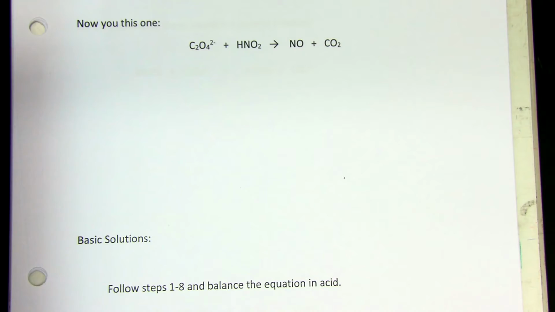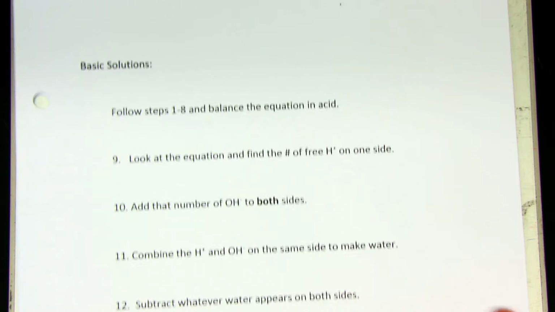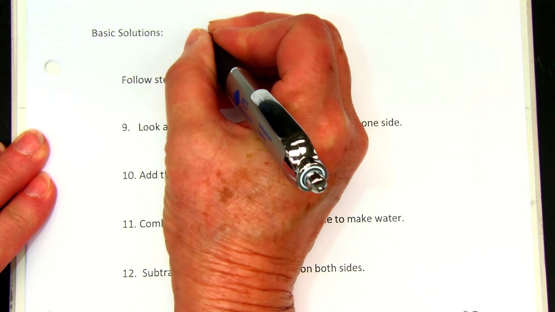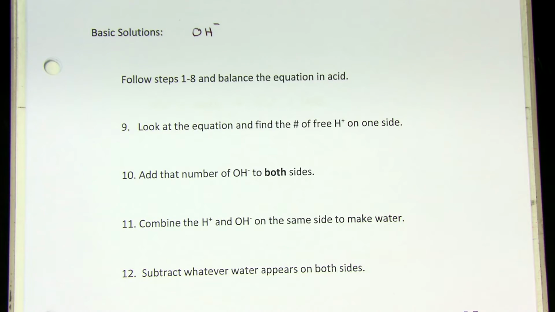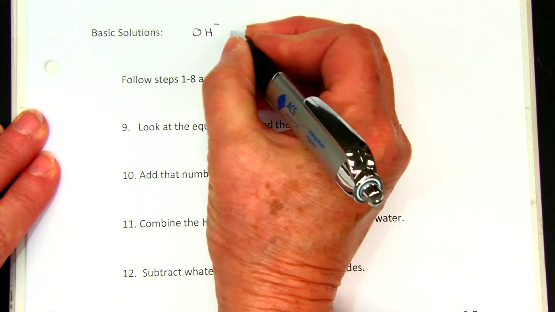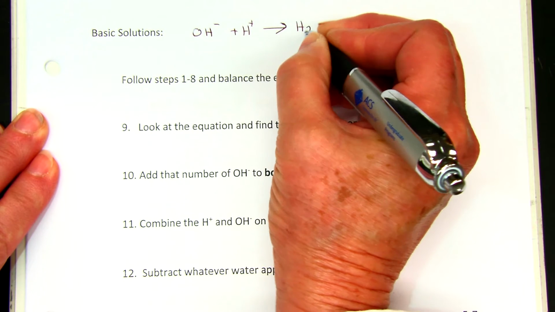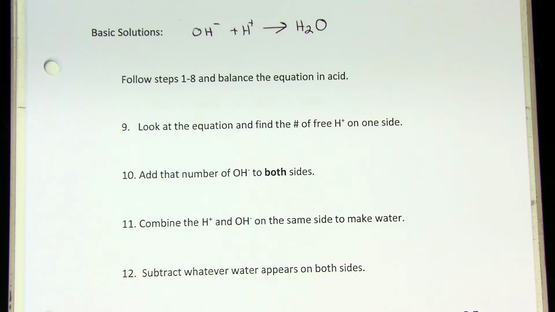Now let's go ahead and look at what happens when we have a basic solution. If we have a basic solution, we no longer have an excess of hydrogen ions in solution. Now we have hydroxide ions in solution. Before we can do this, we have to recognize the chemistry that can go on. If we have hydroxide ions in solution and we add hydrogen ions to them, we make water. So we're going to use this idea that hydrogen plus hydroxide makes water.